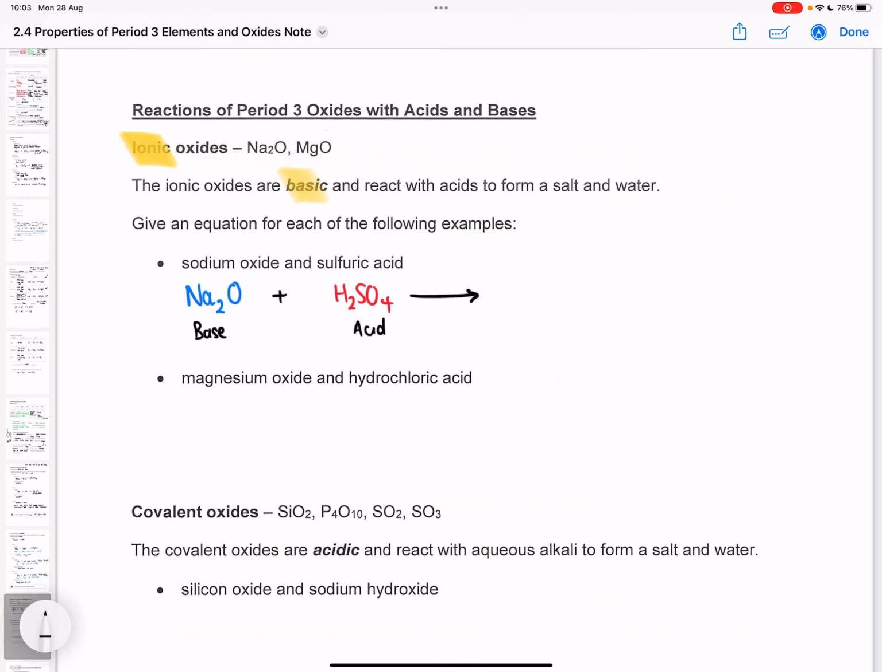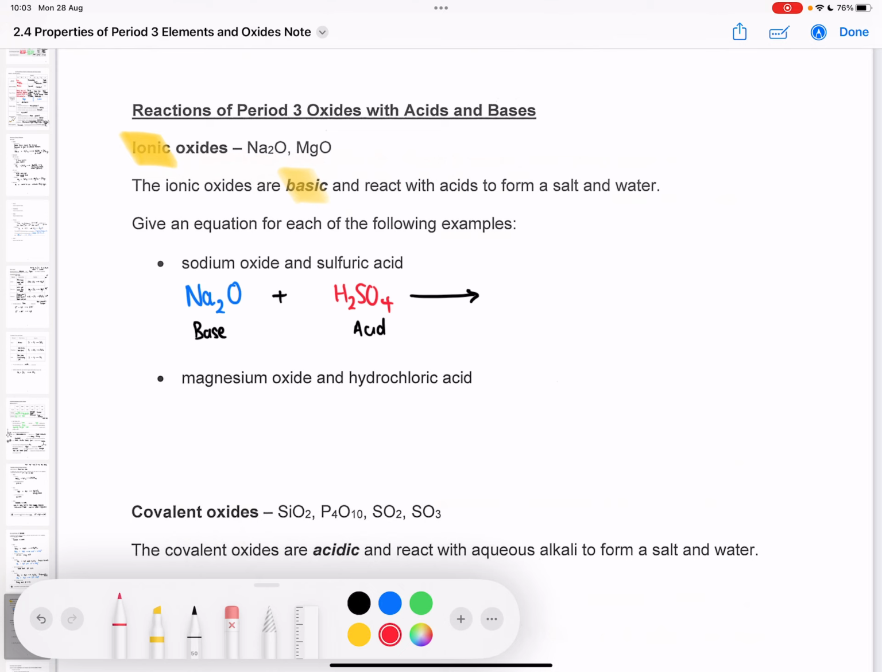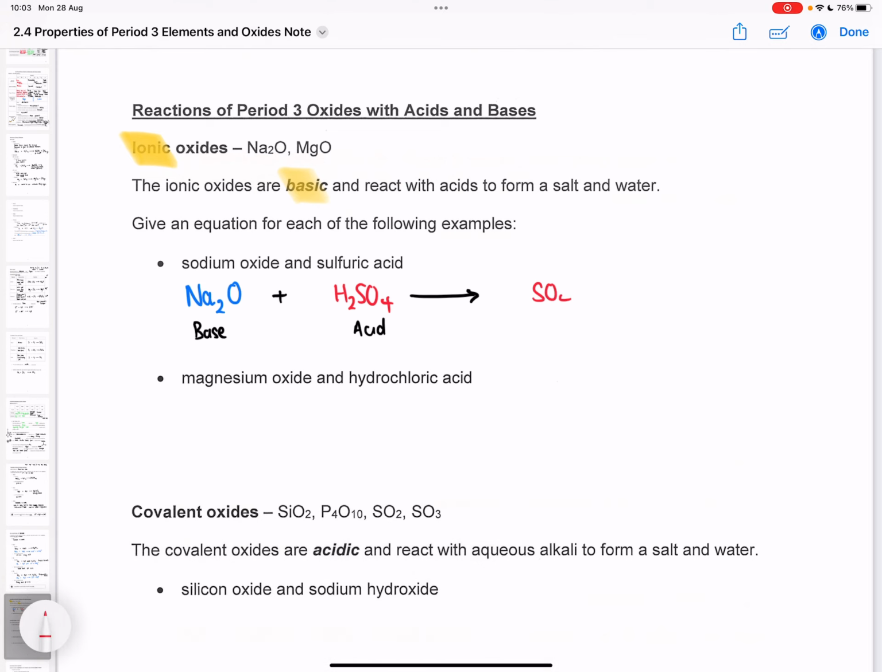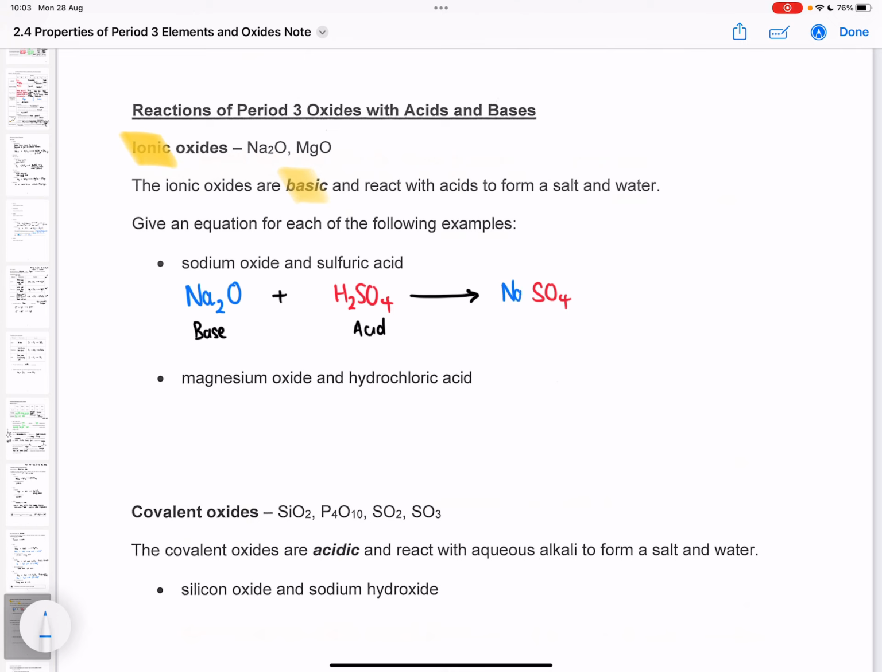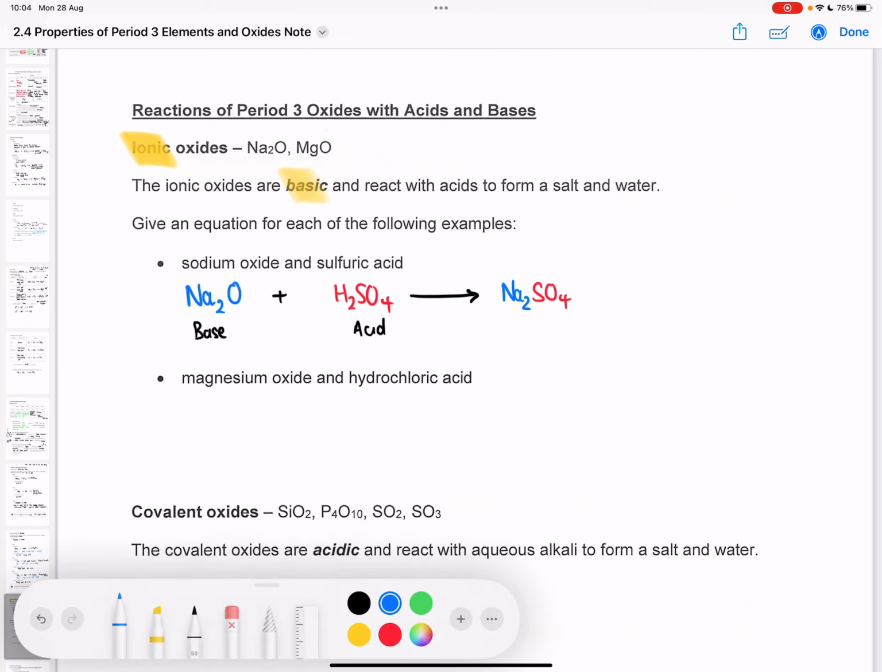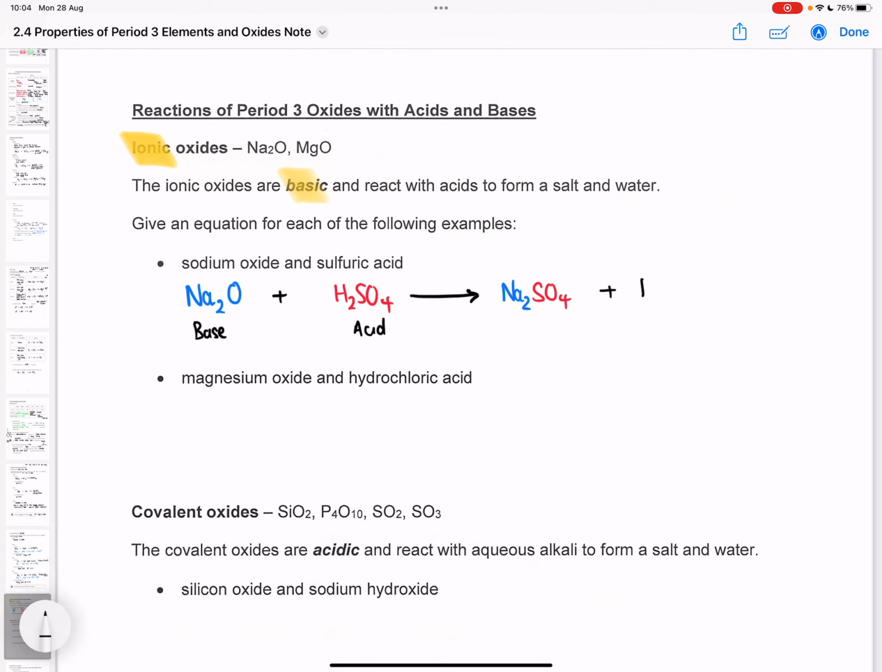and we're going to create the salt. So remembering that the H+ ions of the acid, so there's two of them, and the sulfate ion is 2 minus, it's going to be replaced by the metal ion. Now sodium's a 1+, same as hydrogen ions, so they're going to get replaced in a similar way, and then we're going to form water. Okay, so there's our salt, and we just need to balance our equation.